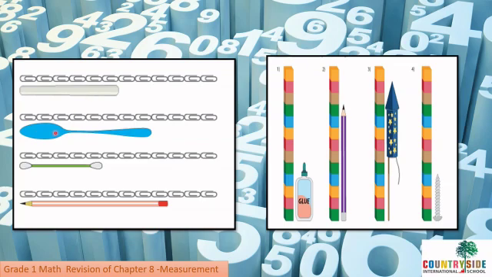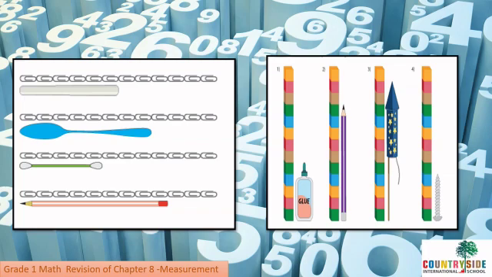Now let's measure the length of this spoon. 1, 2, 3, 4, 5, 6, 7, 8. The spoon is about 8 clips long. Similarly, you can measure the length of this earbud and pencil.